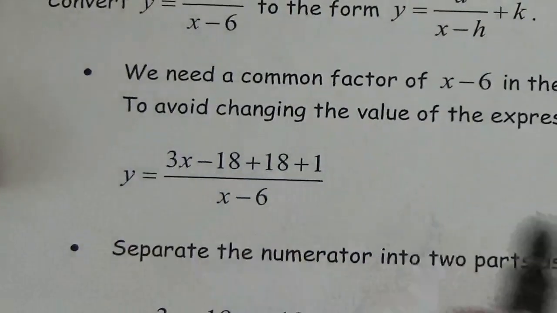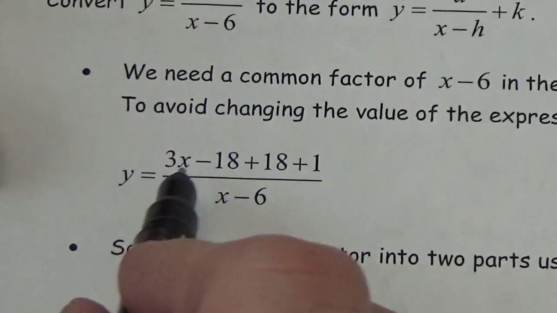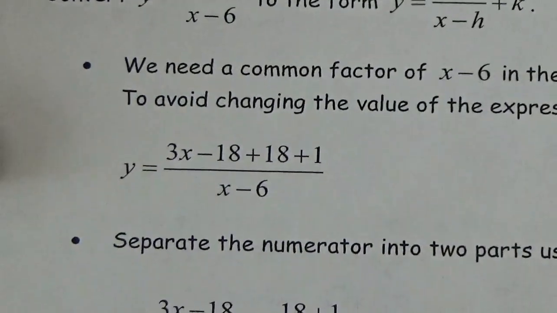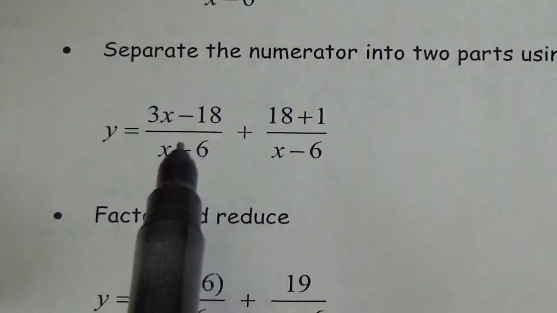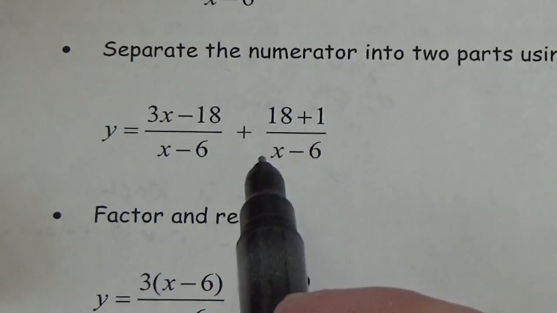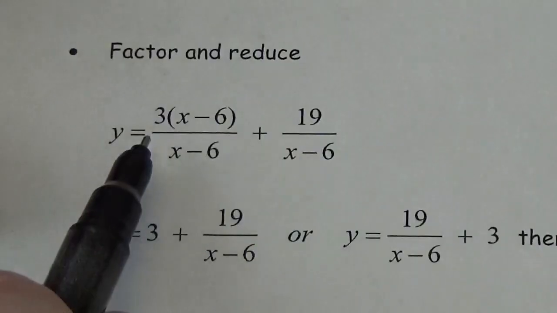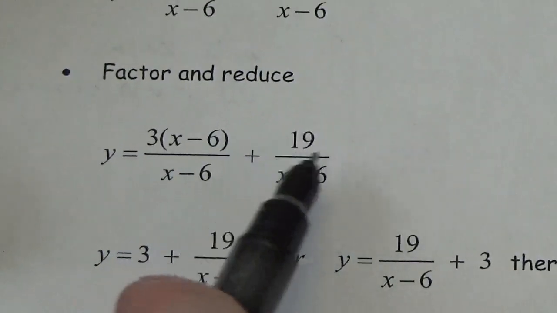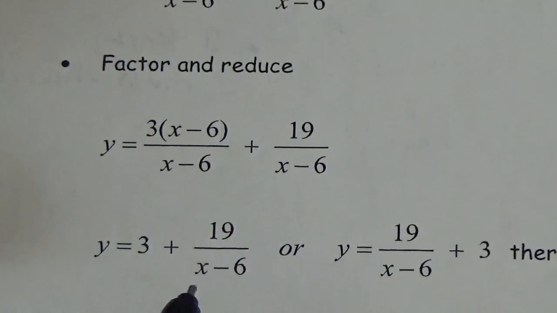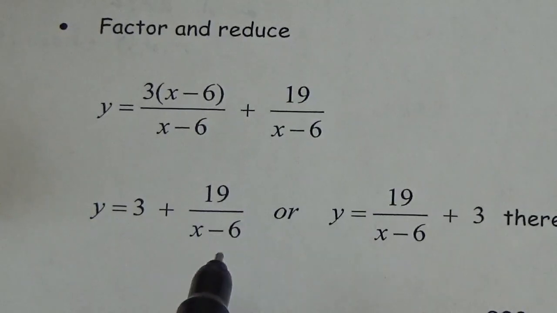Now I can split that up. So I can take my denominator and distribute it to this binomial, and then those two terms there as well. And what that gets me here is 3x minus 18 over x minus 6 plus 18 plus 1 over x minus 6. Now factor out the common 3, put those 18 and 1 together, and then this cancels, which is going to give me just a 3. And then over here, I'm getting 19 over x minus 6.